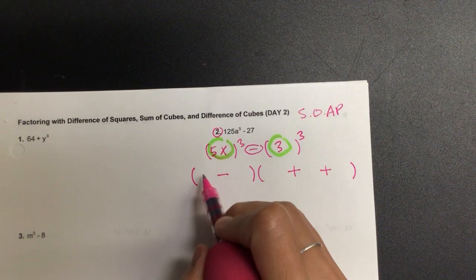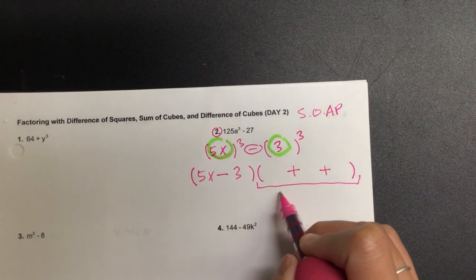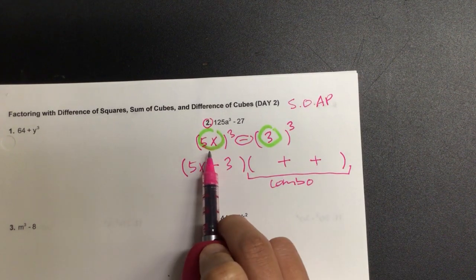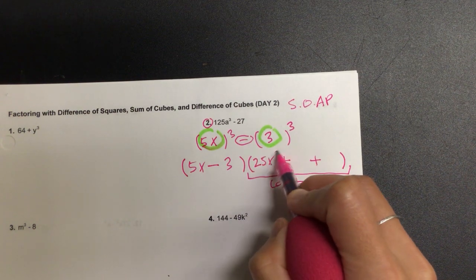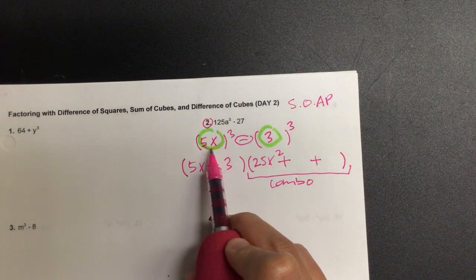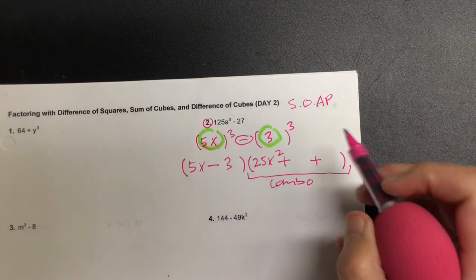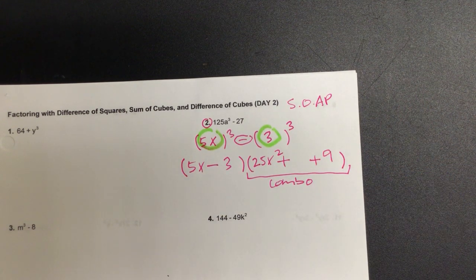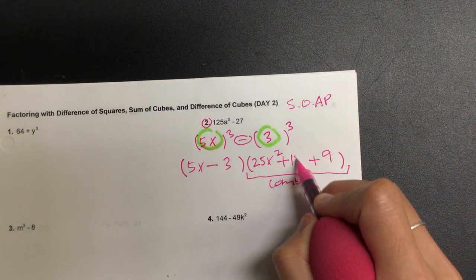So let's plug it in. 5x and 3. For this, it's got to be a combo. And by combo, here's the following. What is 5x times 5x? 25x squared. Wait, how'd you get that? I take the first circle times the second circle. Okay? And then what is 3 times 3? That goes at the very end. Then the middle has to be the combination of those two. 5x times 3 is 15x.